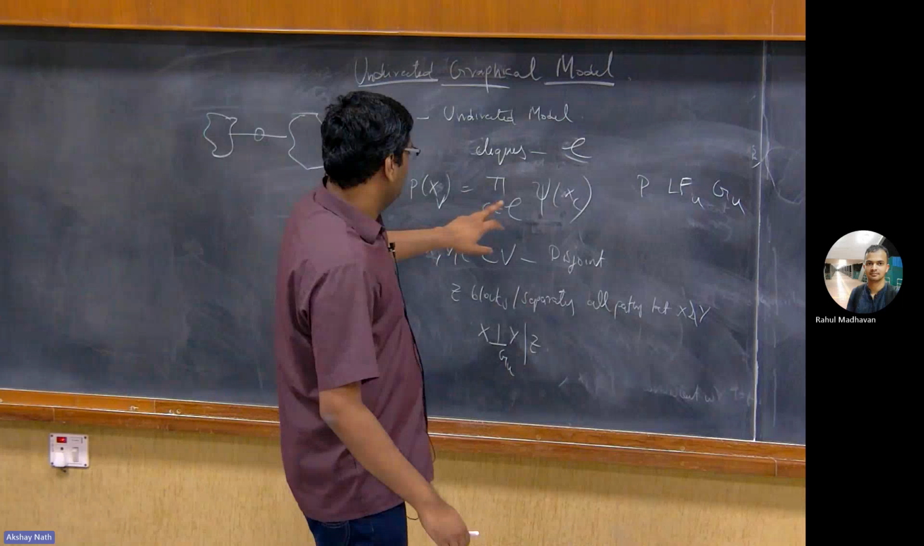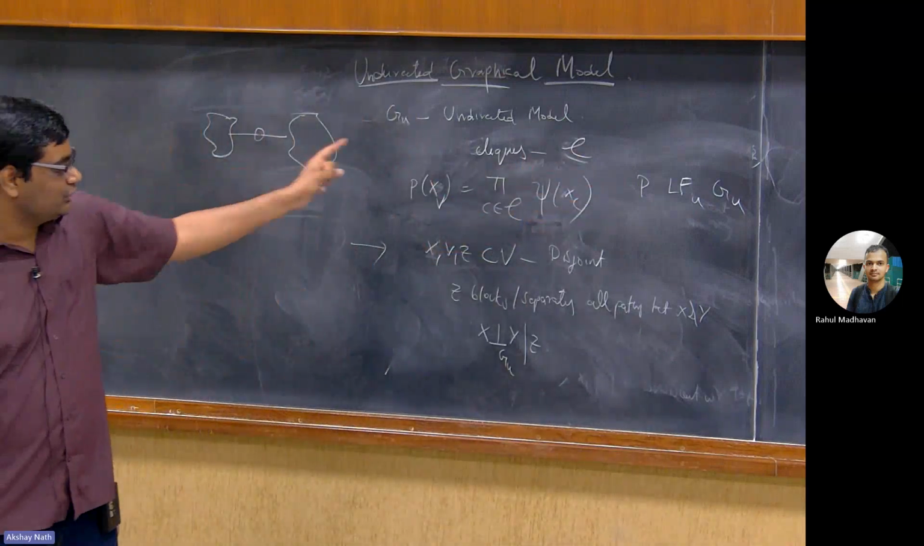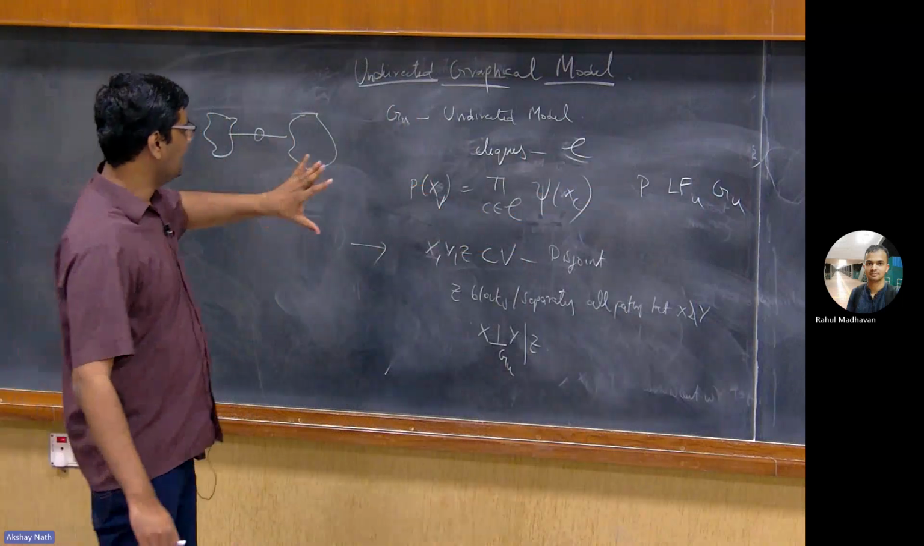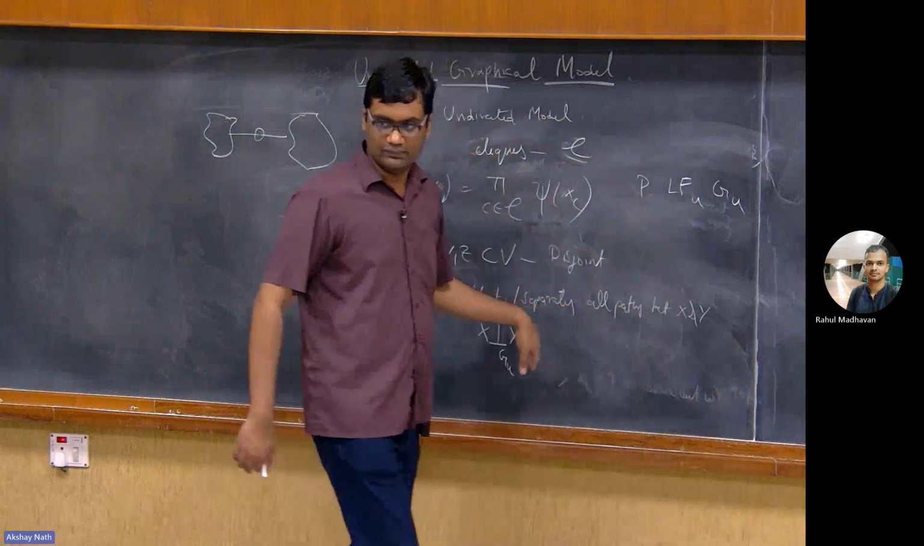No. So I haven't told you one more operation, moralization. I'll come to that. Then the relationship will be very clear. You can always derive an undirected model out of a directed model. I haven't told you how to do that. That's why I'm doing all of this.